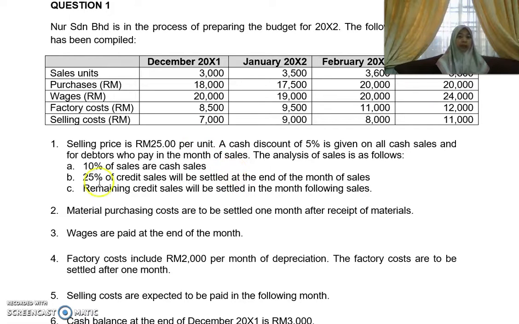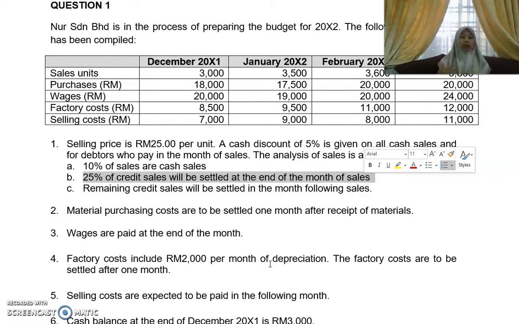Out of your credit sales, 25% will be settled at the end of the month of sales. That means if sales take place in January, 25% of that sales will be settled at the end of the same month. Next, the remaining credit sales will be settled in the month following sales. If that is a January sale, it will be settled in February.